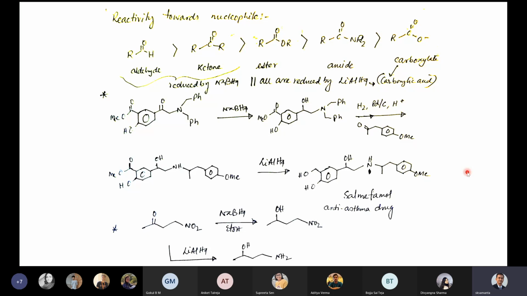Some more small examples: if you have a ketone and a nitro group, we have seen some of this previously also. If you reduce it with sodium borohydride in the presence of ethanol, you will see that only the ketone has been reduced to form this OH, but the nitro remains unaffected. But if lithium aluminum hydride is used, then actually both will be reduced.